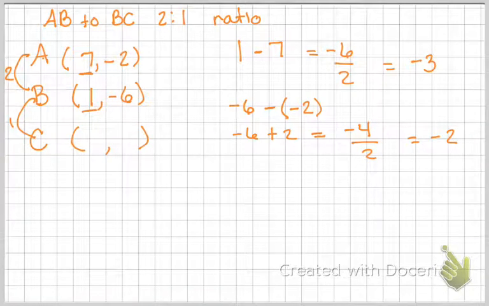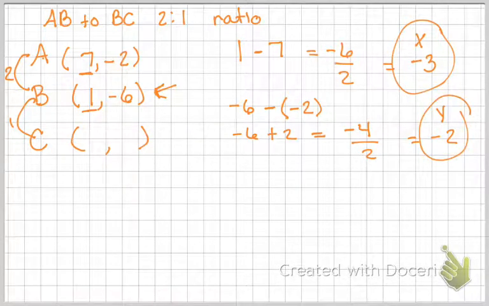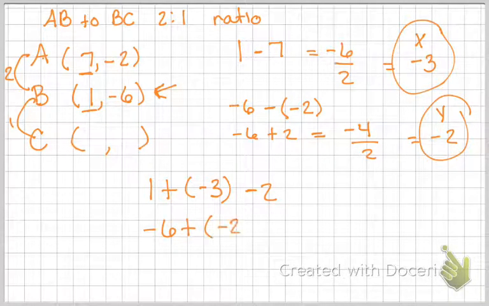So now we know how far those segments are, and to find our C coordinate, we're actually going to start this time with B. We're going to start right here, and we're going to add what we know, how far we travel. This was our x's, and this was our y's. So 1 plus -3 gives us -2. And then our y's, we have -6 plus -2 gets us -8. So our point here is (-2, -8). That's your answer.